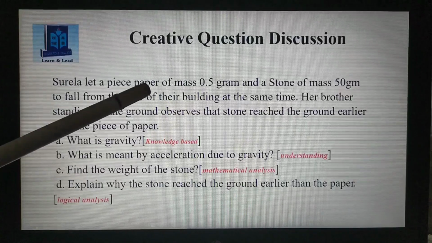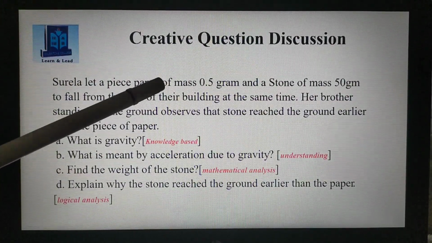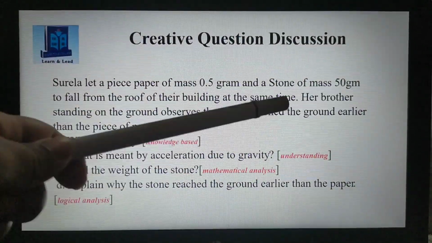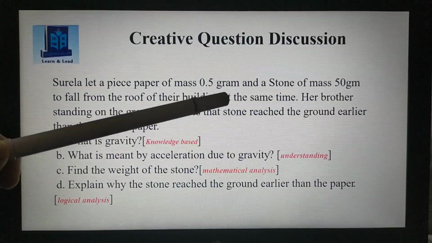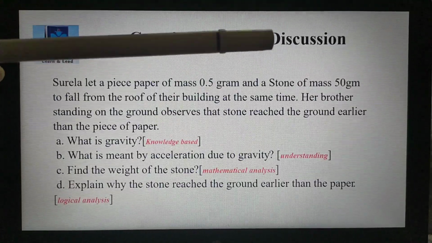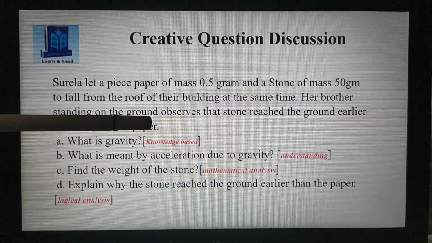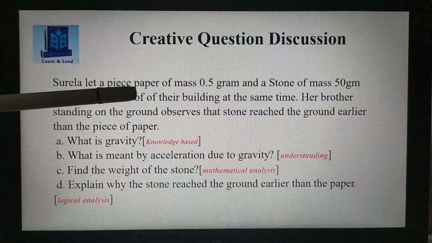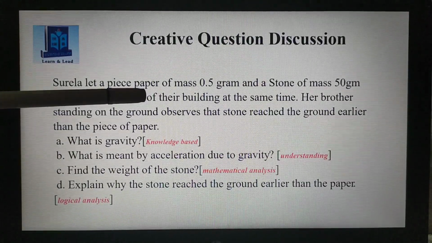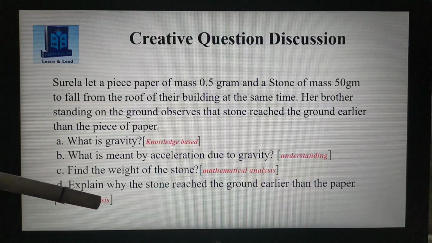Here you have to focus on some basic points. What is the concept? What are the main points to note? Like the mass of the paper, the mass of the stone, and what is the concept? That they are falling from the same height to the ground. Now, first of all, you have to focus on the stem. You have to understand what is explained here. If you can understand the stem part properly, in that case, you can write the C and D parts properly.